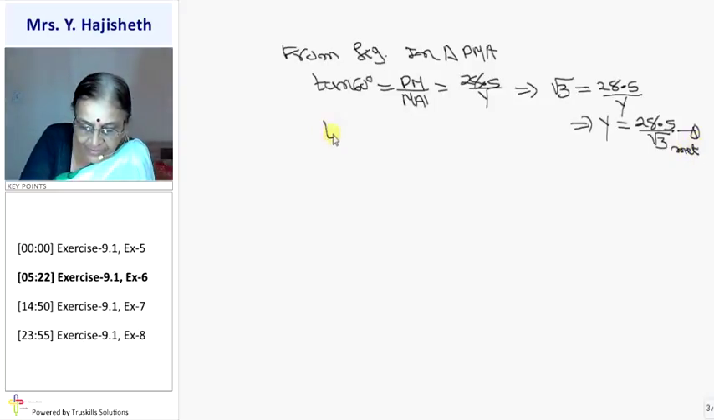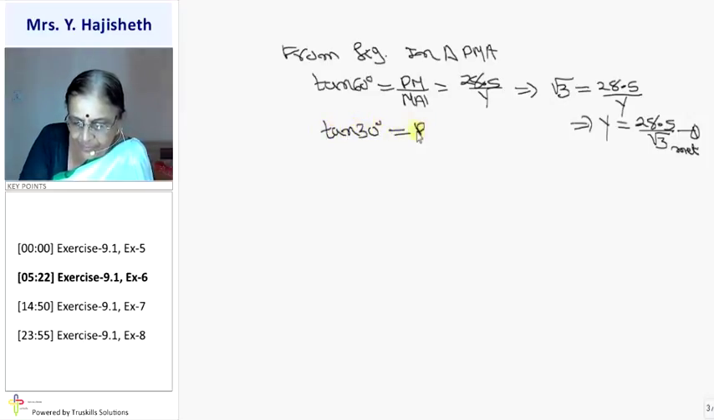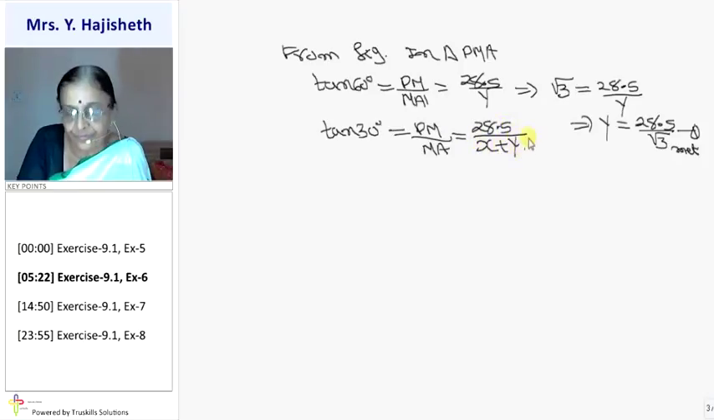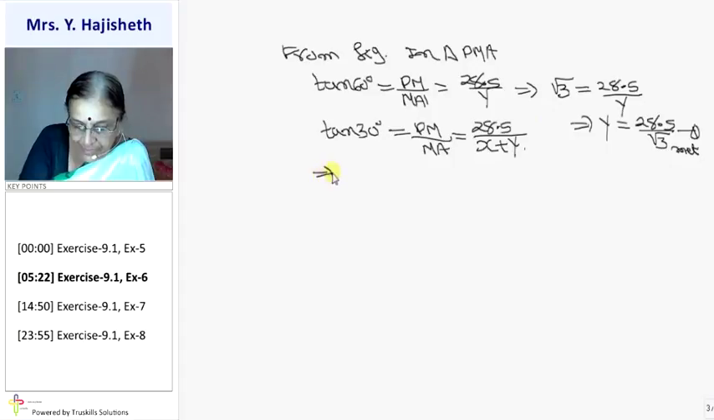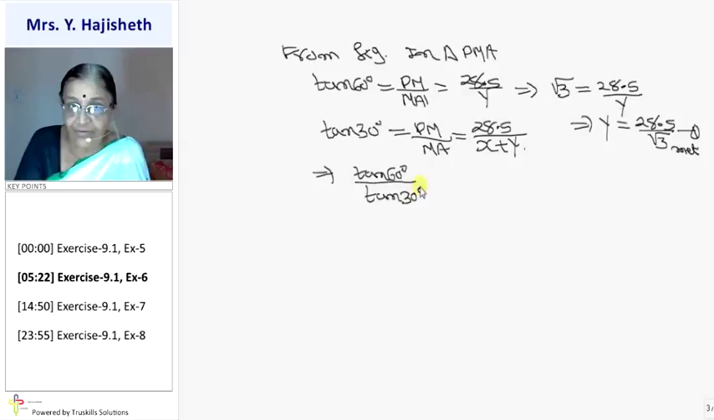So now I will take another triangle, the bigger one that I mentioned. If we take tan 30, it will come PM upon MA, and it will be 28.5 upon x plus y. So that implies tan 60 upon tan 30. This is a very important trick. Because you know when we take tan 60 upon tan 30, it is root 3 upon 1 by root 3. So it is coming 3.